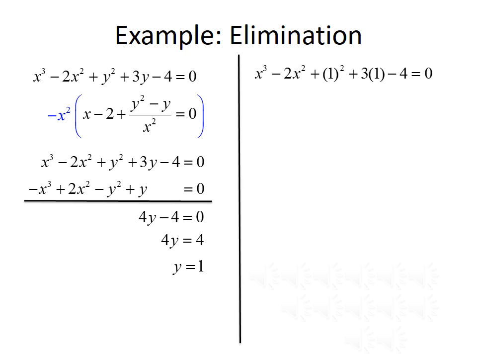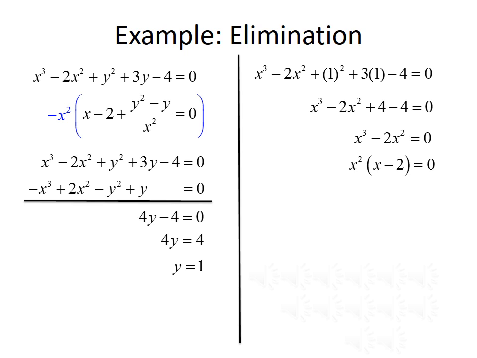Now that we know that y is equal to 1, we need to find the corresponding x values, so we'll plug 1 into the first equation for y, giving us x cubed minus 2x squared plus 1 squared plus 3 times 1 minus 4 equals 0. If we simplify that, we get x cubed minus 2x squared plus 4 minus 4 equals 0. And so that simplifies to give us x cubed minus 2x squared equals 0, which we can solve by factoring. We can factor an x squared out of both terms, giving us x squared times x minus 2 equals 0.